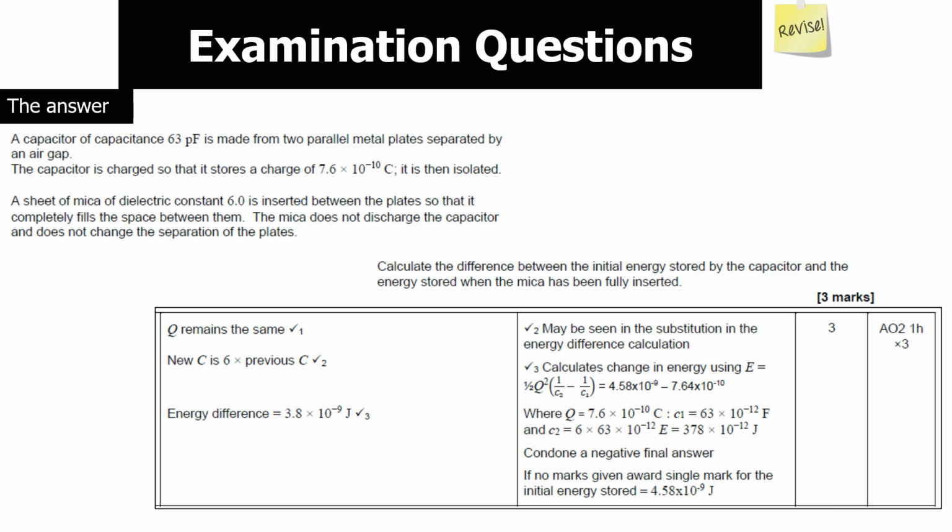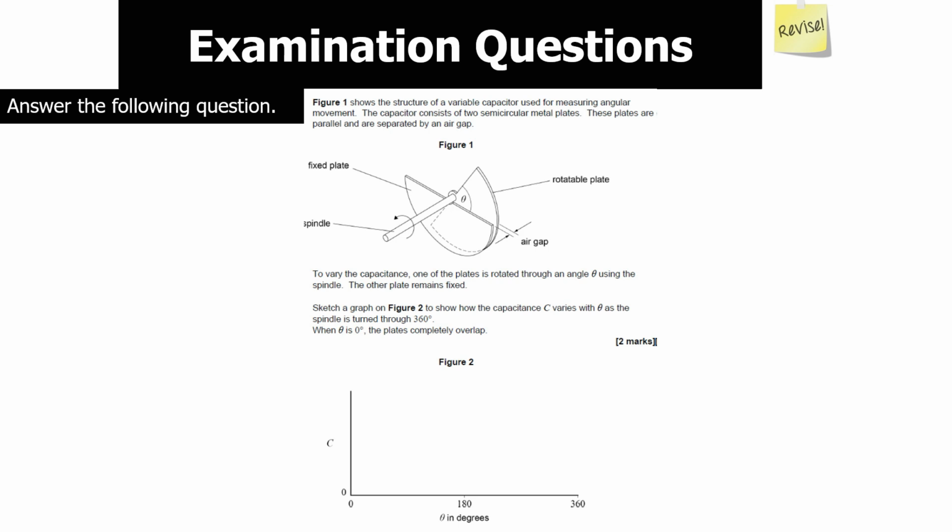The next question says, figure 1 shows the structure of a variable capacitor used for measuring angular movement. The capacitor consists of 2 semicircular metal plates. These plates are parallel and are separated by an air gap. To vary the capacitance, one of the plates is rotated through an angle theta using a spindle. The other plate remains fixed. Sketch a graph on figure 2 to show how the capacitance C varies with theta as the spindle is turned through 360 degrees. When theta is 0, the plates completely overlap. So pause the video now, unpause the video when you want to go through your answer.